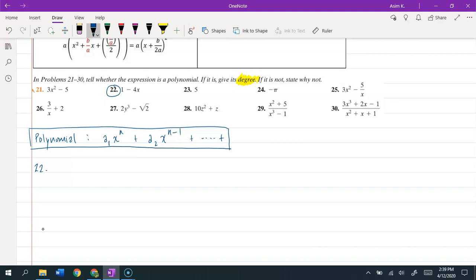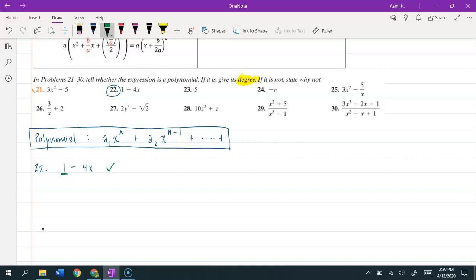Number 22 says that you've got 1 minus 4x, right? 1 minus 4x. So this right here is a very good definition of a polynomial, all right? That right there is a polynomial. Now, if you ask, how exactly is that a polynomial? Well, you can notice that there's a number 1. There's nothing wrong with having a number 1.